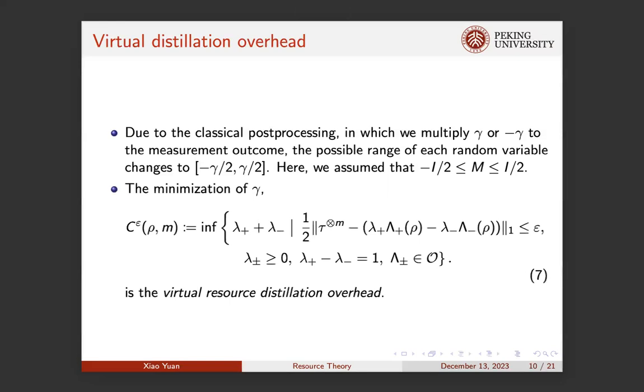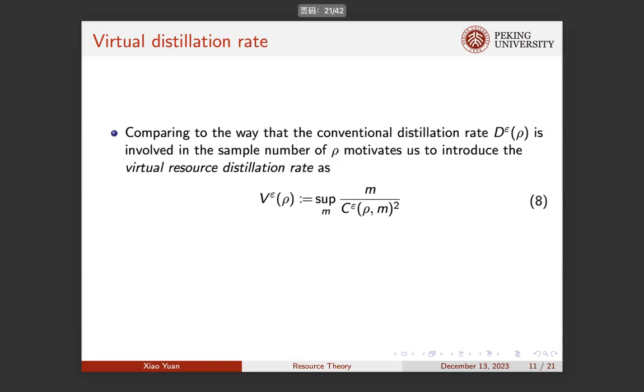And then we can define the minimization of gamma to be some virtual resource distillation overhead. Here the minimization is over any choice of the lambda plus and lambda minus as well as their coefficients. And the minimum possible gamma will give you the overhead for the virtual protocol. So in this case, we can define the virtual distillation rate.